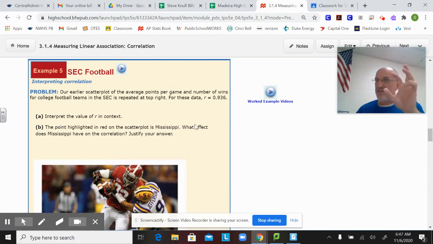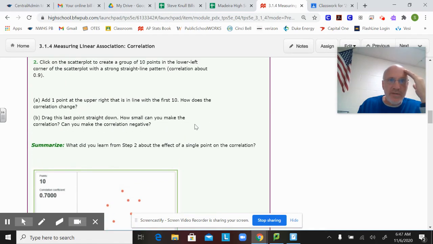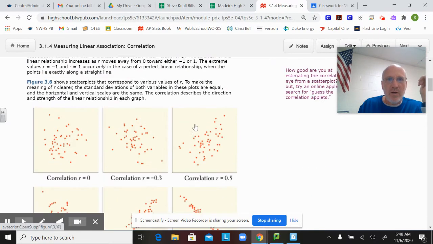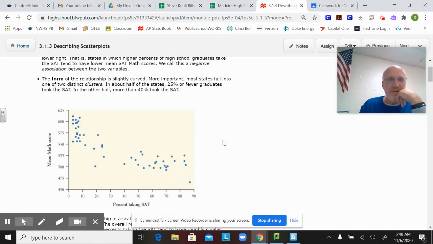And then B says the point highlighted in red on the scatter plot is Mississippi. What effect does Mississippi have on the correlation? Like if that outlier were removed, would it change the correlation? Let's go up and find the graph and look for Mississippi. Let's see, sorry about that. I gotta find the points per game. So here it is. Okay, so I believe that's Mississippi. I gotta go back. Sorry, I'm gonna go back and find Mississippi's.